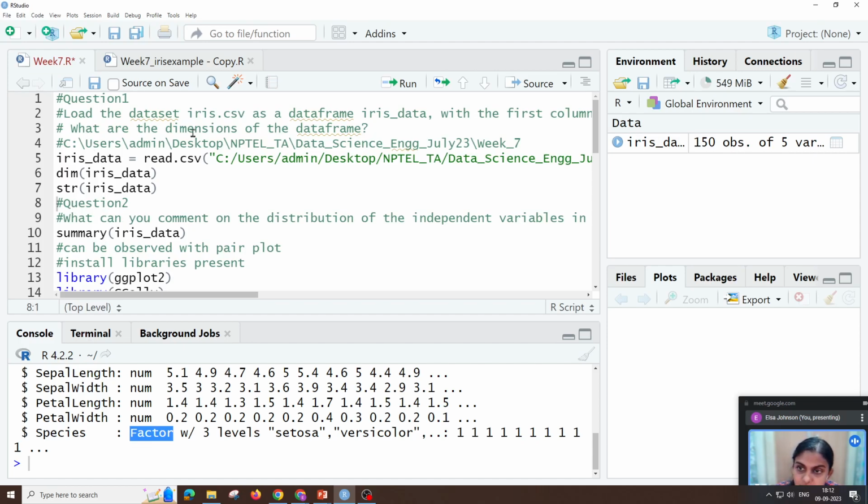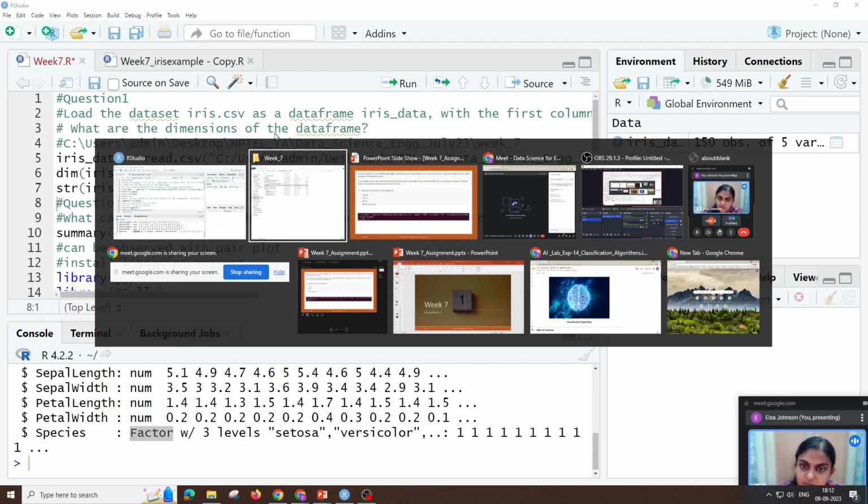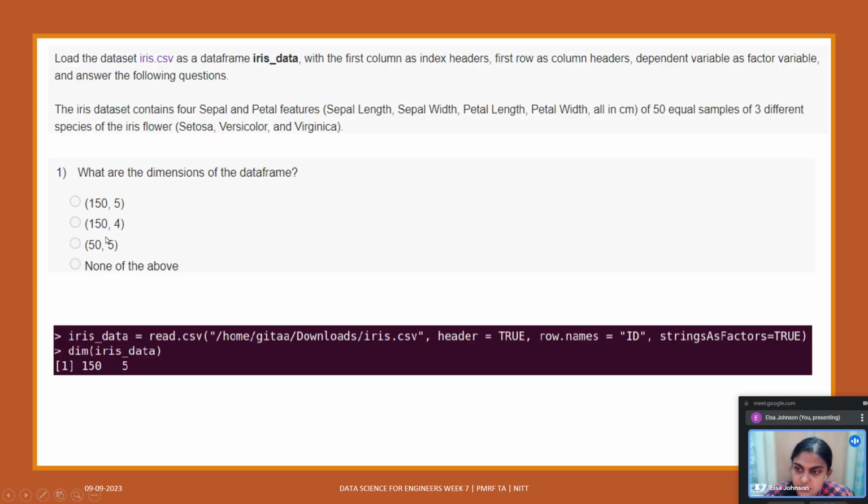The first question was, what are the dimensions of the data frame? So we'll come back to that. For the dimensions of the data frame, you just have to give dim of iris_data. You will get 150 comma 5. That is the dimension.